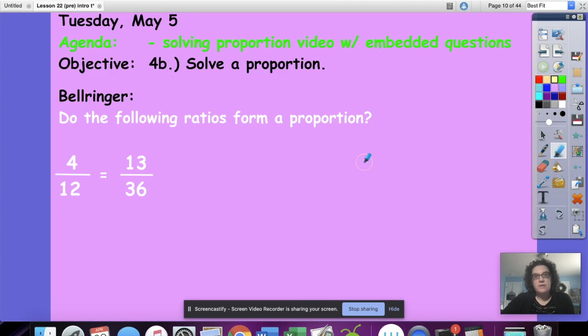Today, our objective is going to be able to solve a proportion. So yesterday we learned about proportions. Today, we're going to be able to apply that a little bit more. Let's do the bell ringer first.